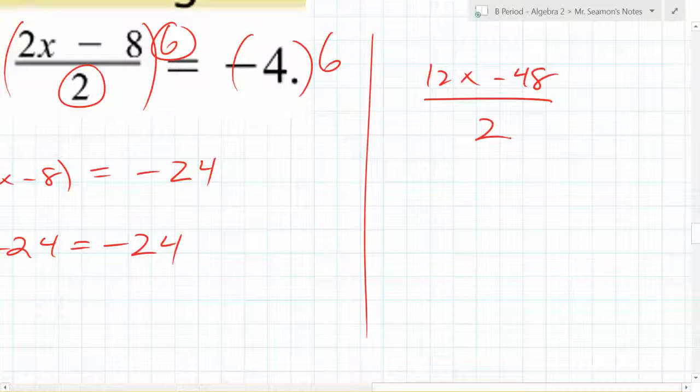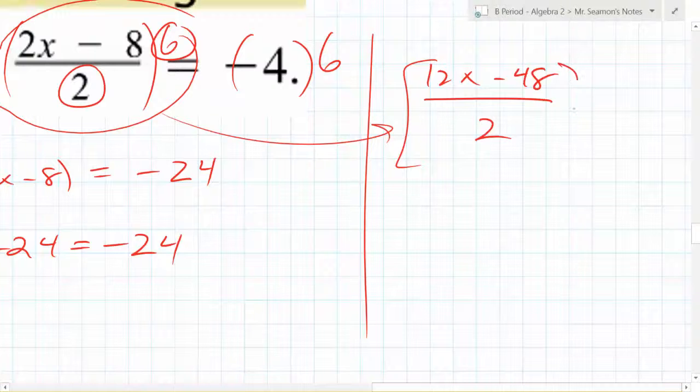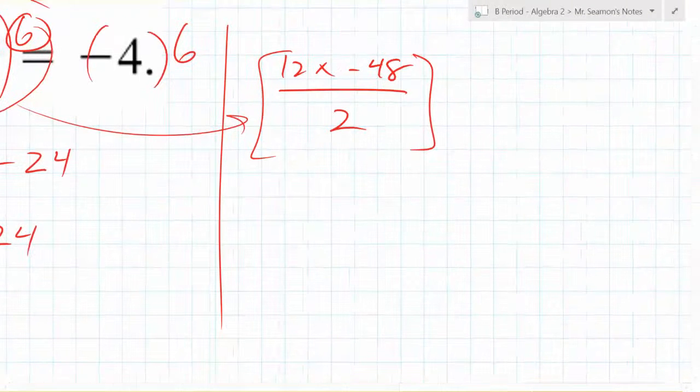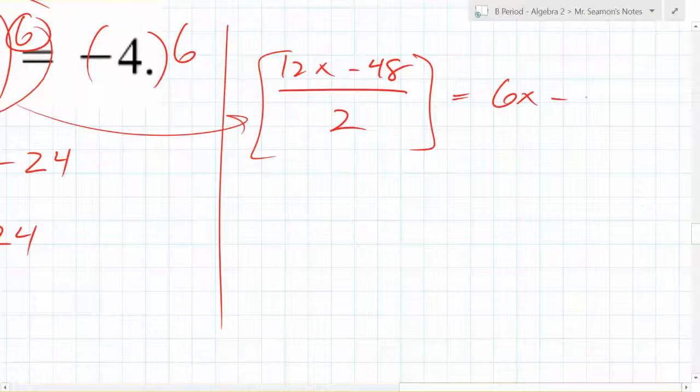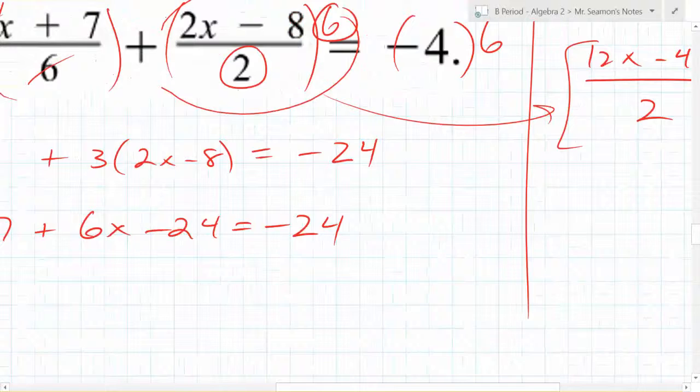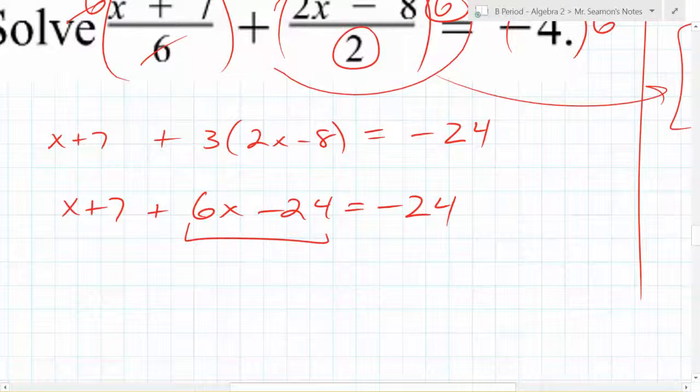Robert, look over here. 6 times 2 is 12. 8 times 6 is 48. So do you understand that we've turned this into this right here? What is 12 divided by 2? 6. That's 6x minus what? 24. What did we get right here?